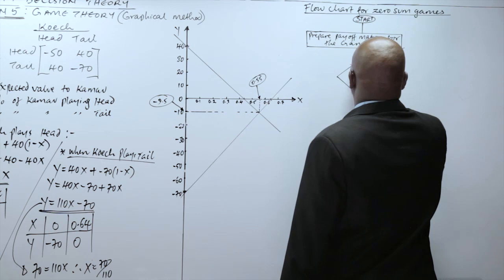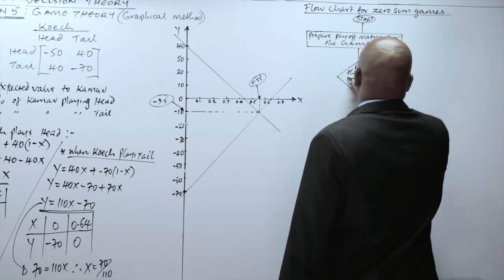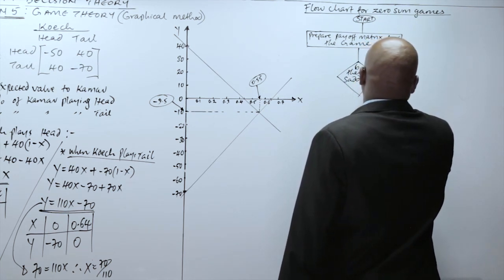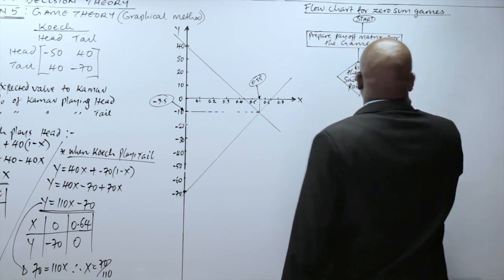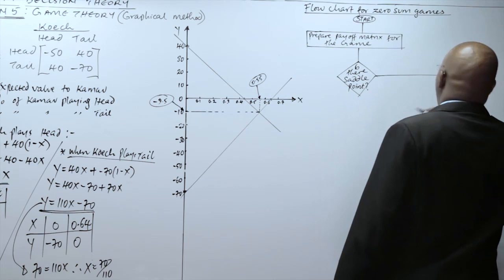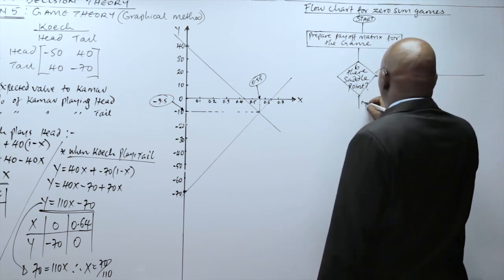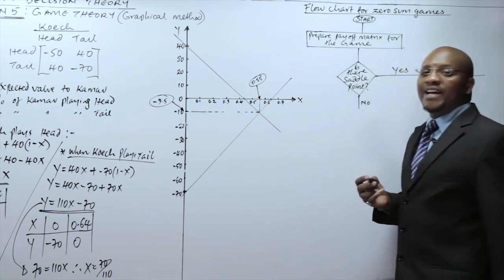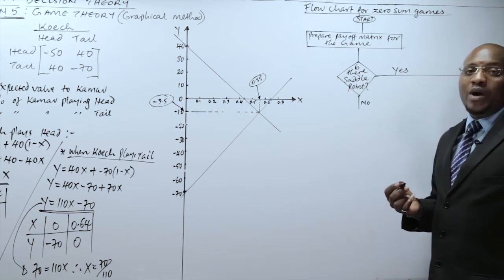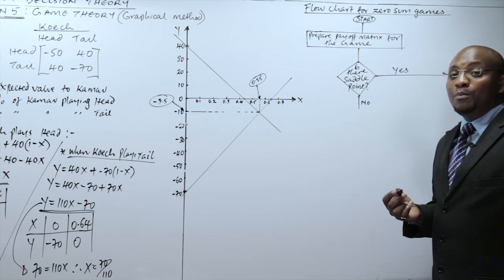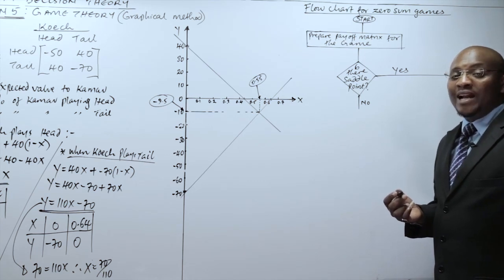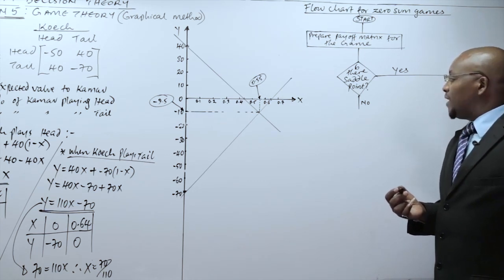So we say, is there a saddle point? It is a decision. So if yes, we'll have the game ending. And if no, then the game will proceed to the next stage. The next stage is where we determine whether the game can be dominated. And that is also not an action, but it is a decision.